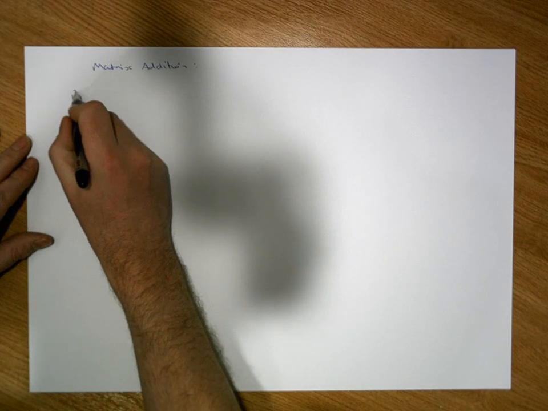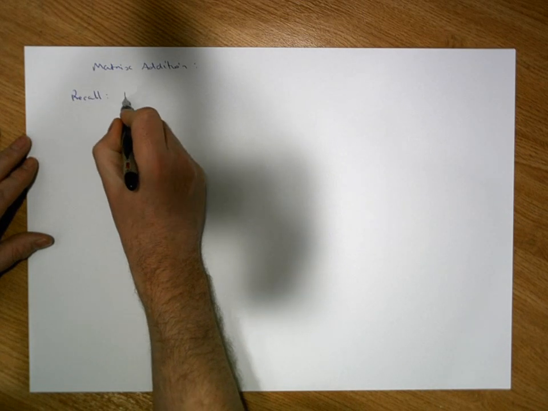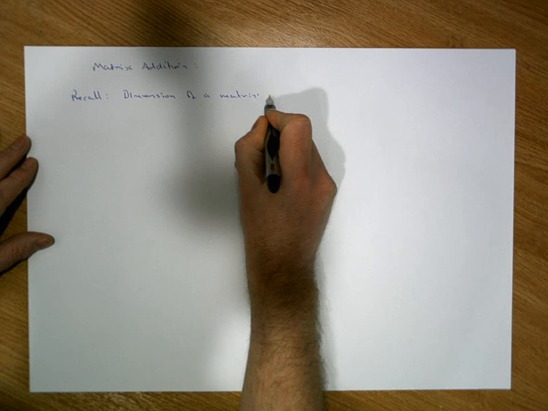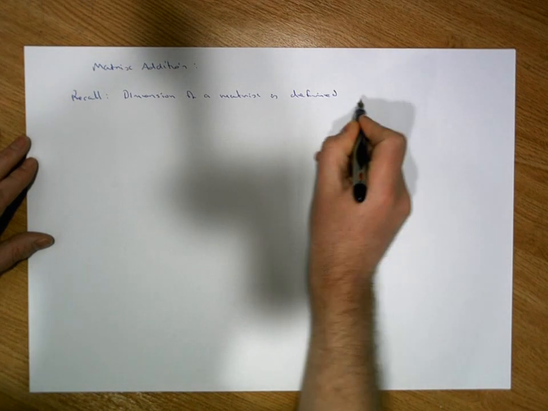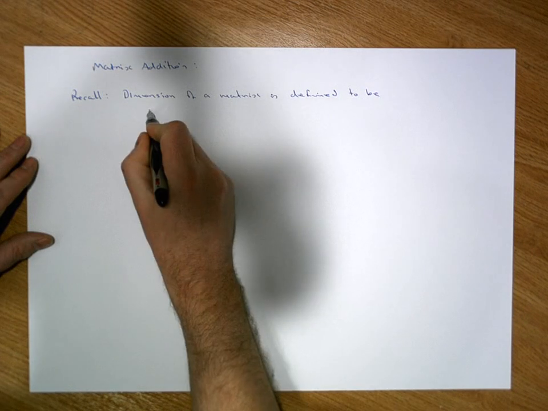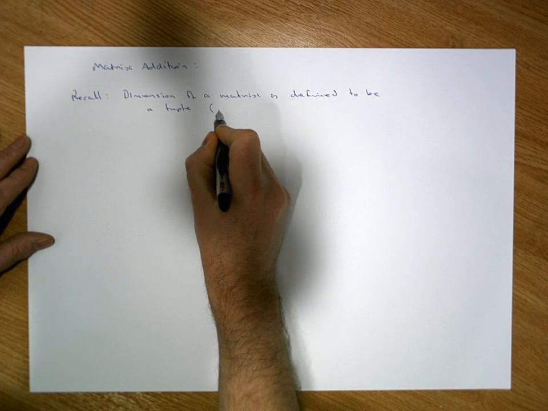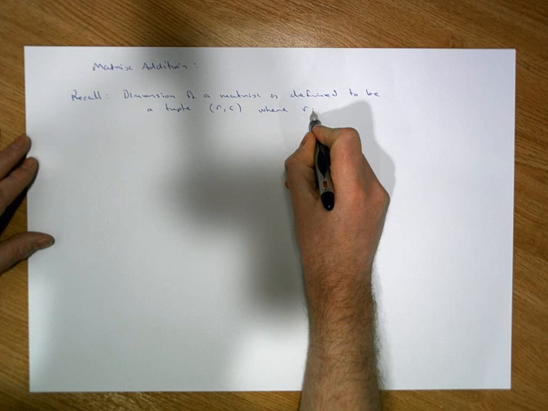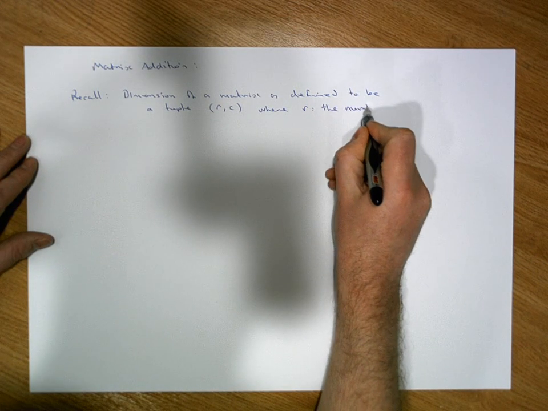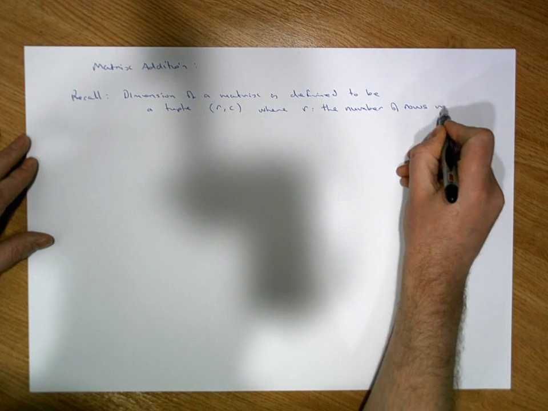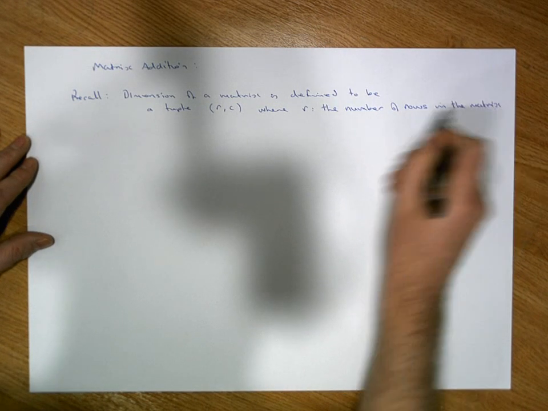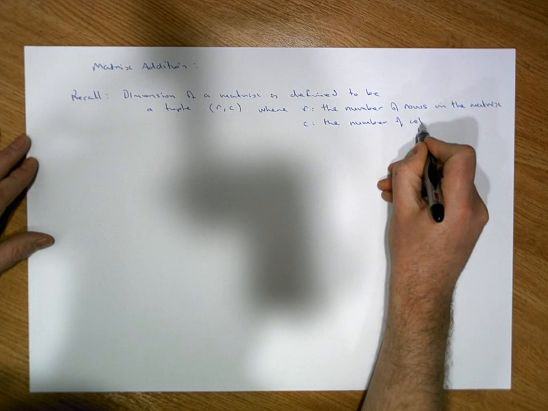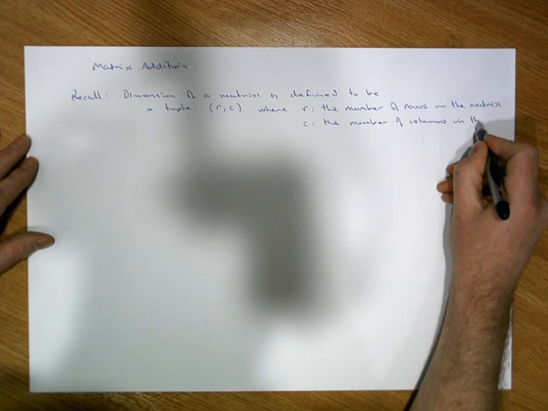Let's just recall that the dimension of a matrix is defined to be a tuple, let's say R by C, where R represents the number of rows in the matrix, and C represents the number of columns in the matrix.